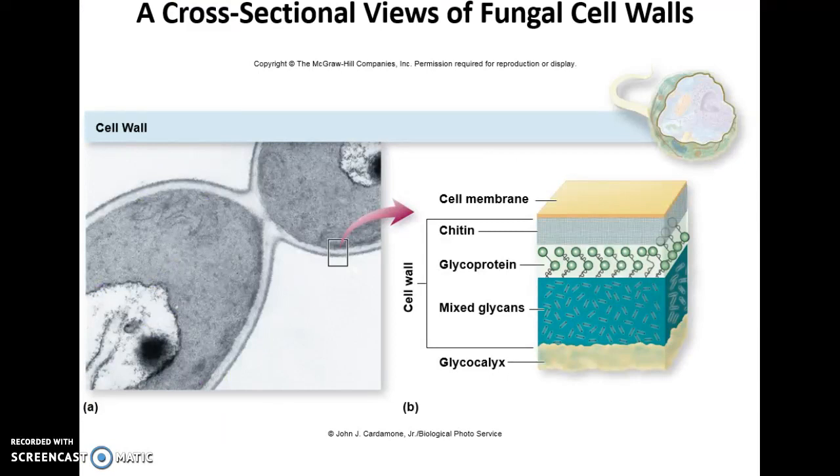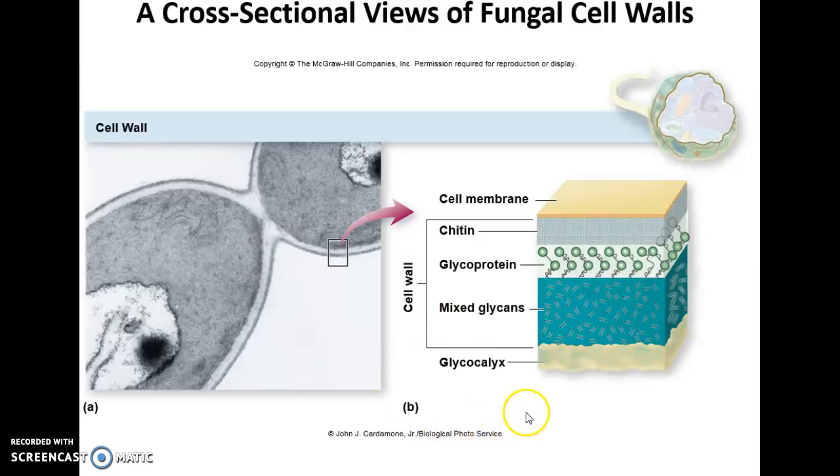Here's a cross-section of fungal cell walls. So if you recall, bacteria in almost every case have a cell wall, whereas eukaryotic cells, some have cell walls, some don't. Plants have cell walls. Human cells do not have cell walls. But fungal cells that are within the realm of eukaryotic cells do have a cell wall.